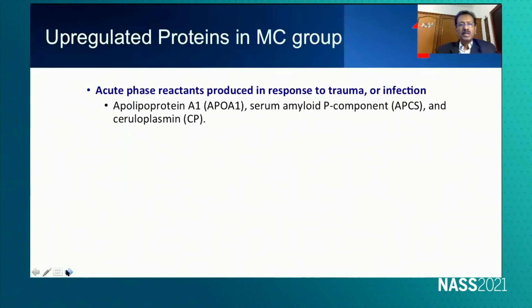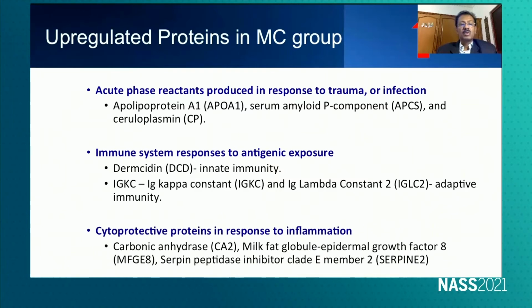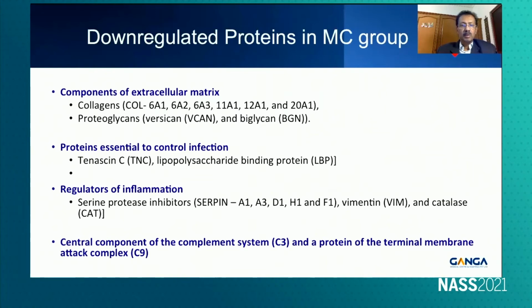Now, in the Modic change, there were many upregulated proteins, and you could find acute phase reactants, which are usually produced in trauma or infection, such as apolipoprotein, amyloid P component and ceruloplasmin, or immune system responses to antigenic exposure, like dermcidin, which we know is a very important response biologically whenever there is an infection. Also, many cytoprotective proteins in response to inflammation and infection were found to be either uniquely expressed or upregulated in the MC group.